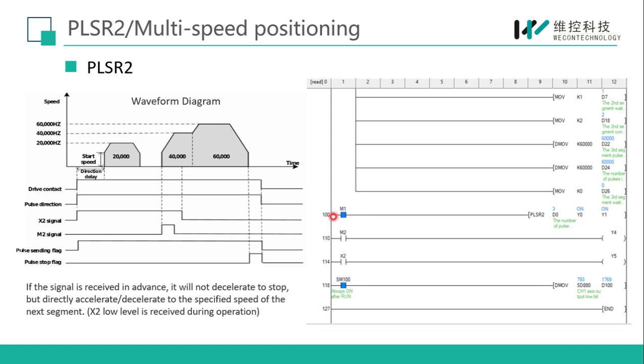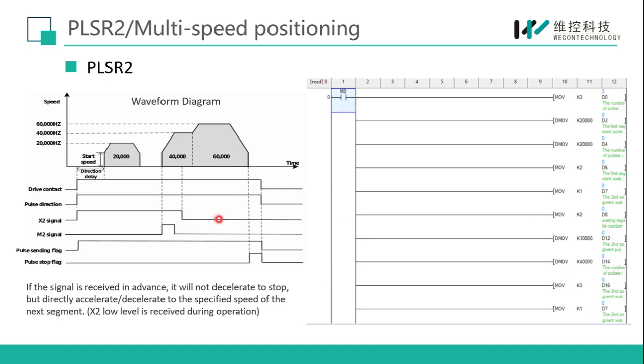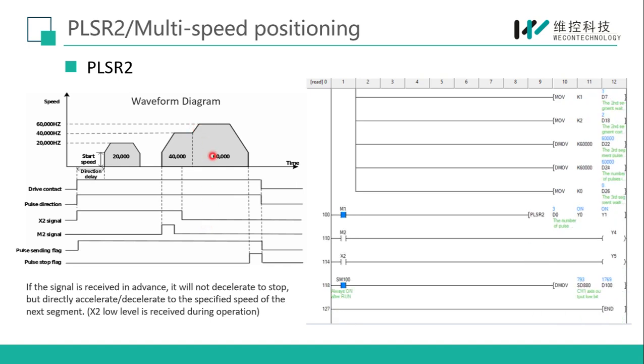So the waveform diagram will be like this. When we trigger M1, it will first output 20,000 pulses, and then waiting for the M2 signal, it will continue to output 40,000 pulses. And when the X2 signal goes from on to off and you keep it off, it will continue to output another 60,000 pulses. As you can see in this mode.